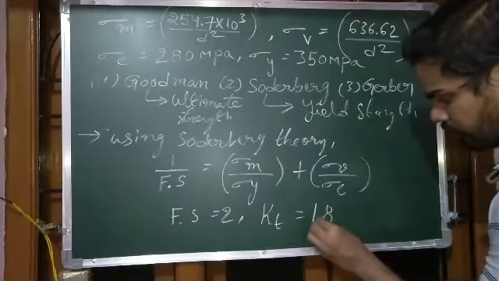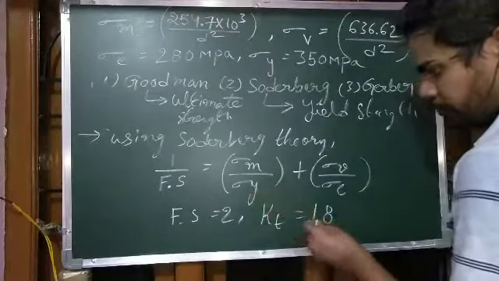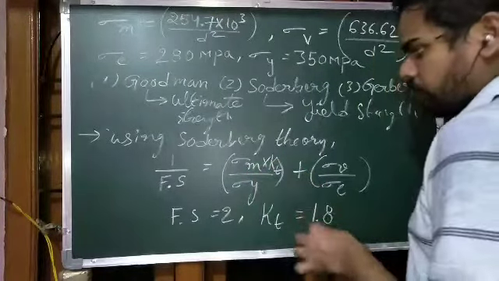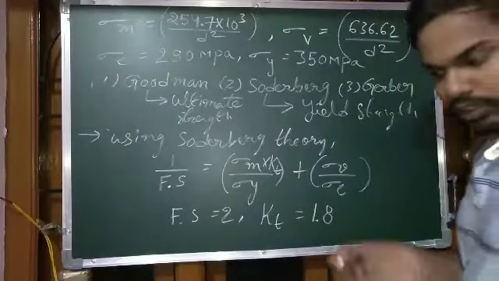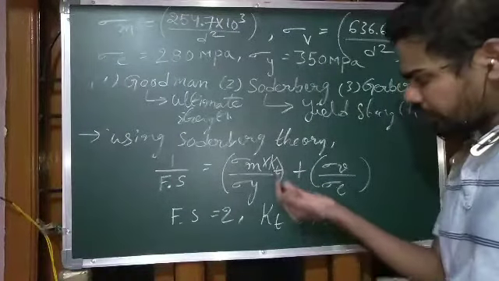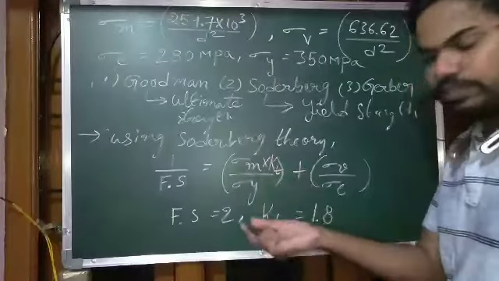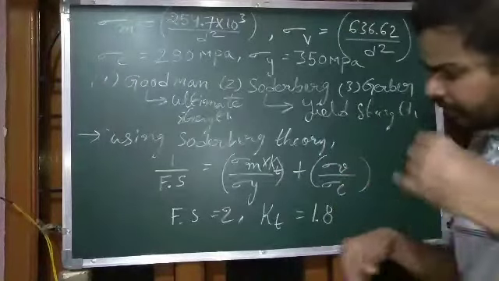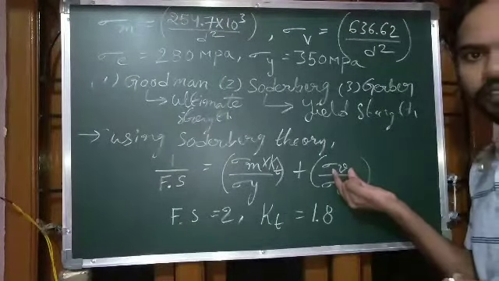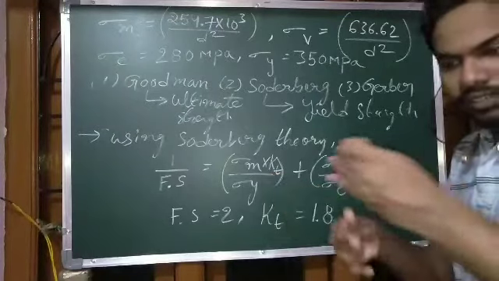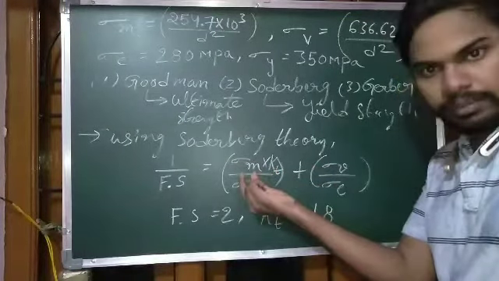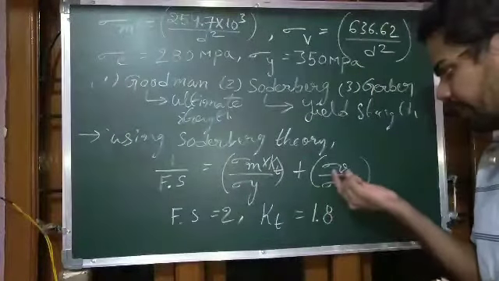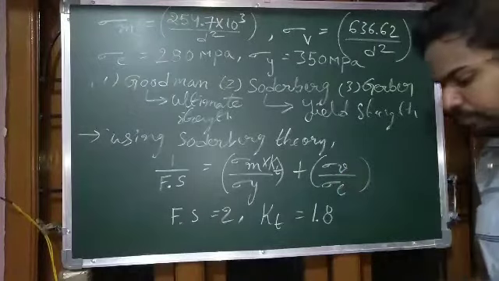Now this formula is modified, simply kT is multiplied with sigma m, because in this problem the theoretical stress concentration is considered. Suppose the fatigue stress concentration factor is considered, generally denoted by kf, then that kf is multiplied with sigma v. Remember, kT, theoretical stress concentration factor, is multiplied with sigma m, the mean stress, and if the fatigue stress concentration factor is given, you simply multiply kf with sigma v.